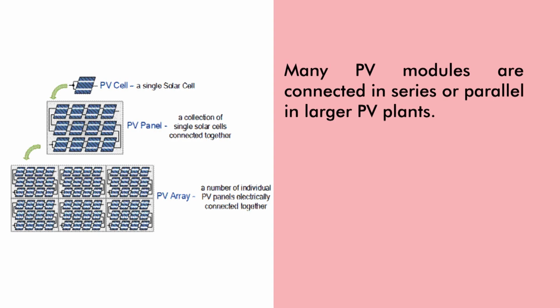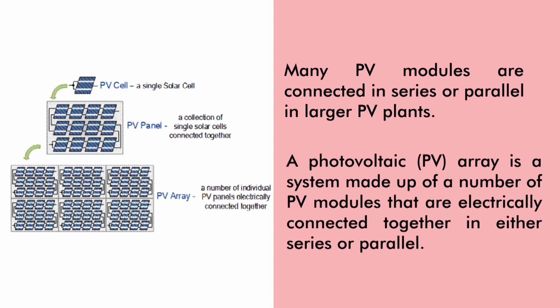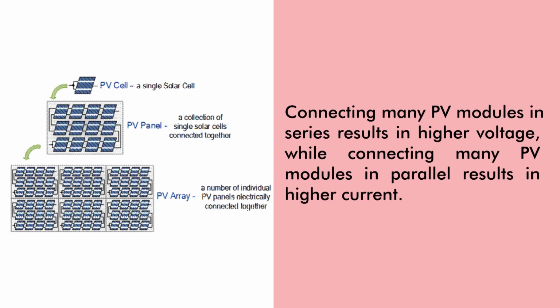Many PV modules are connected in series or parallel in the larger PV plant. A photovoltaic array is a system made up of a number of PV modules that are electrically connected together in either series or in parallel. Connecting many PV modules in series results in higher voltage, while connecting many PV modules in parallel results in higher current. So if you need more voltage, you have to connect PV modules in series. If you need more current, then you have to connect PV modules in parallel.